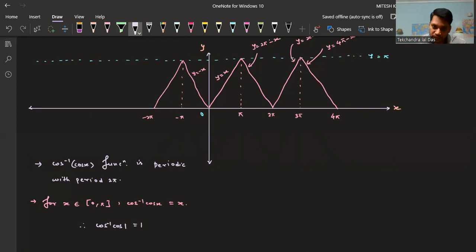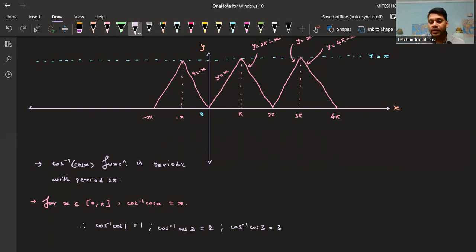See, in this 0 to pi, this 1 will lie, no? So definitely this branch will come. On this branch y equal to x, so this x will simply display here. Also, if you find cos inverse of cos 2, what is it? Same, 2, no? Because 2 is also between 0 to pi. Also, cos inverse of cos 3 equals 3, because 3 is less than pi, so 3 will also lie before pi.